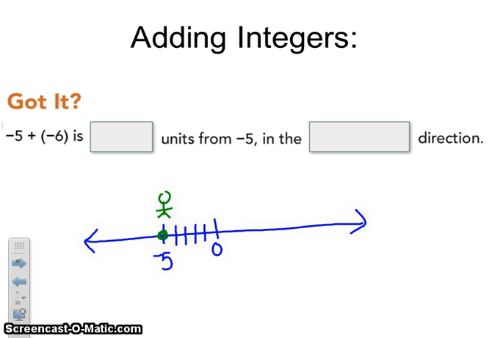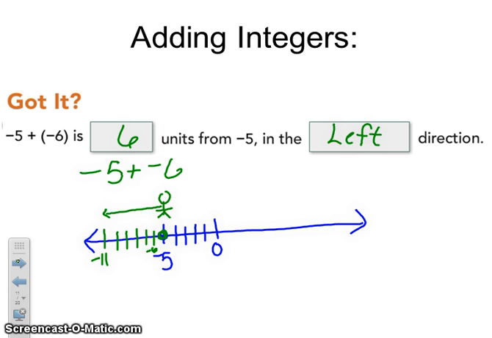Okay? And we are going to add negative 6, which means we have to move backward or to the left 6 places. 1, 2, 3, 4, 5, 6. So that's negative 6, negative 7, negative 8, negative 9, negative 10, negative 11. So our answer is we are 6 units from negative 5 in the left direction. So our answer here is negative 5 plus negative 6 equals negative 11.